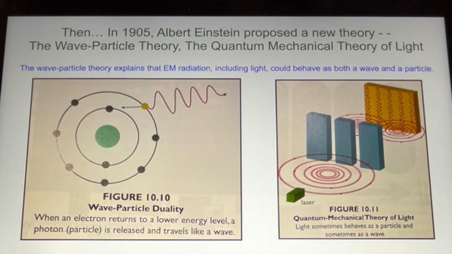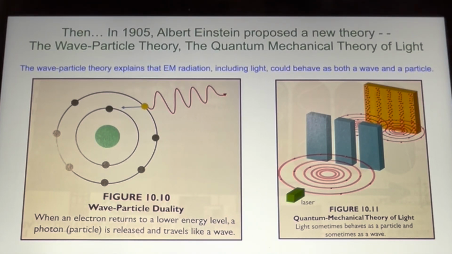Then, in 1905, Albert Einstein proposed a new theory often called the wave-particle theory. The wave-particle theory explains that electromagnetic radiation, including light, could behave both as a wave and a particle. Well, how can that be? Well, remember the quantum mechanical model of the atom from Module 3.